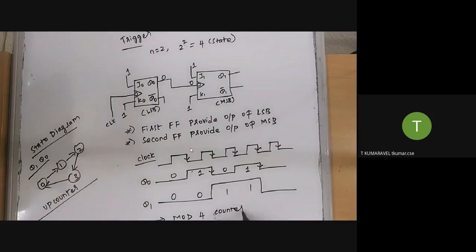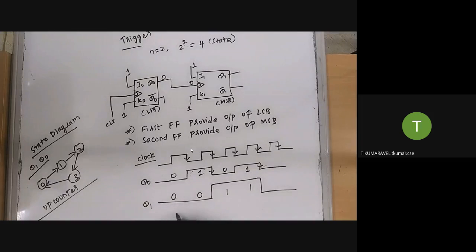So why is it called a mod 4 counter? It is going to generate 4 output states. That's why it's called a mod 4 counter. One more name is also there, that is called a divide by 4 counter. I will tell you why it is called a divide by 4 counter.